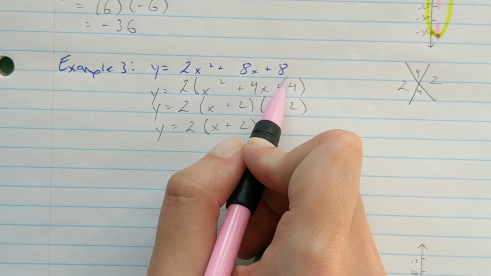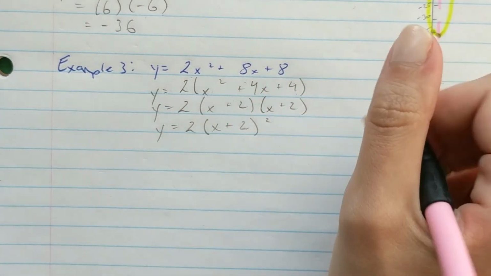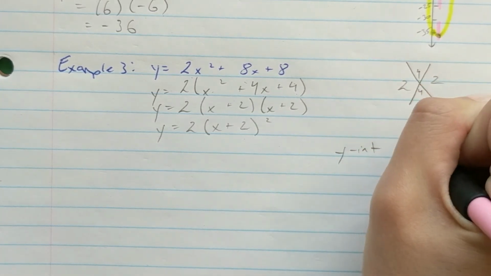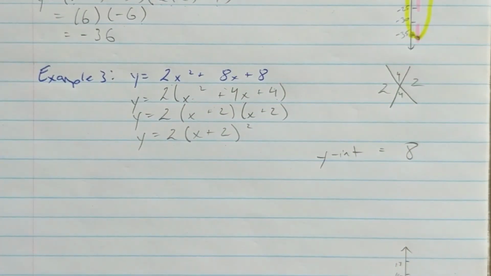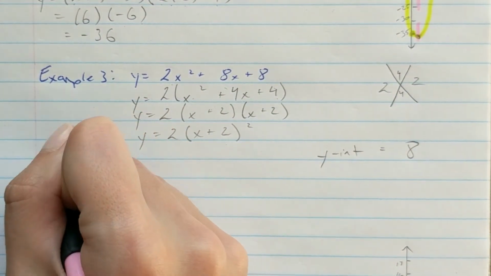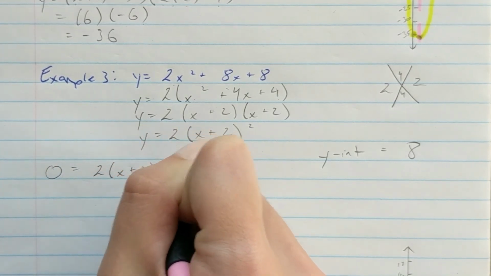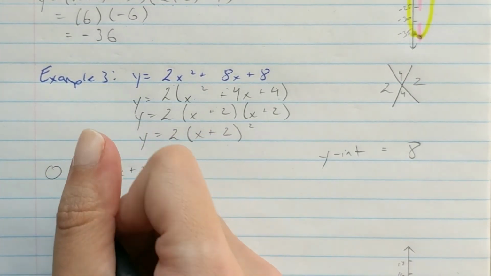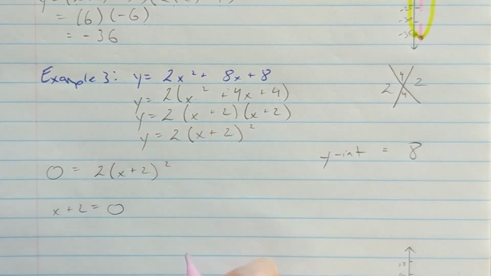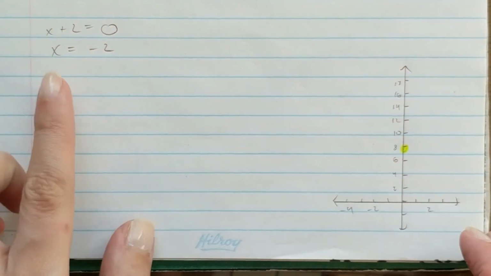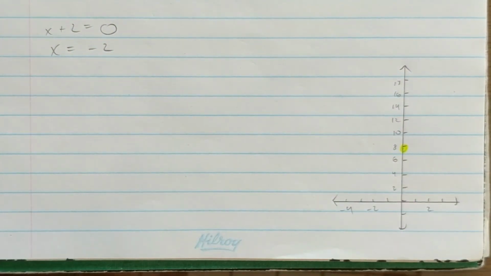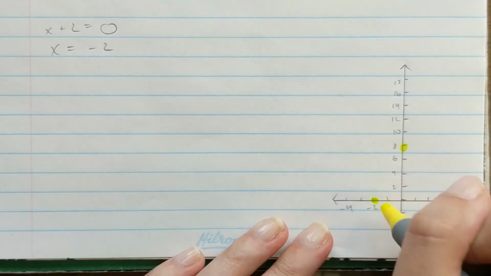First and foremost, my y-intercept is at positive 8. So I can go ahead and draw a dot on my grid down here, positive 8. I need to find my x-intercept, so I'm going to do that by setting my equation equal to 0. This means that x plus 2 must be equal to 0, and therefore x is at negative 2. And there's only one x-intercept here, so I only have one dot to draw, located at negative 2.